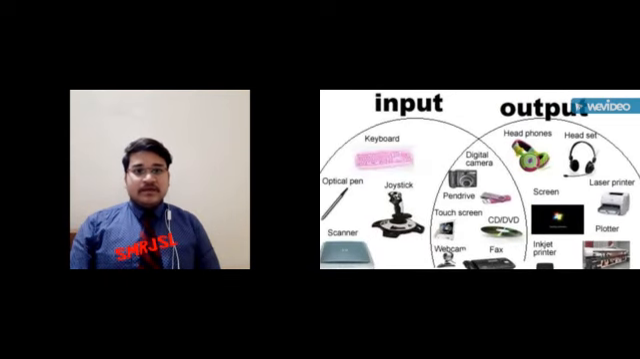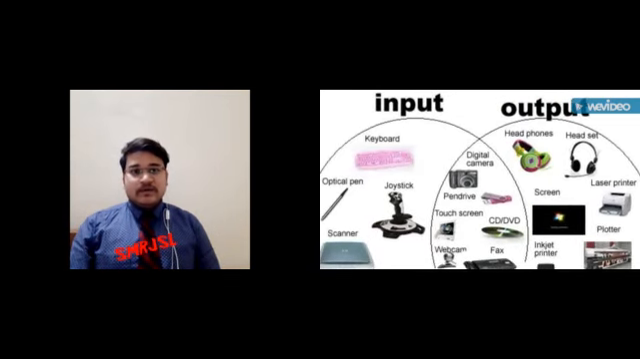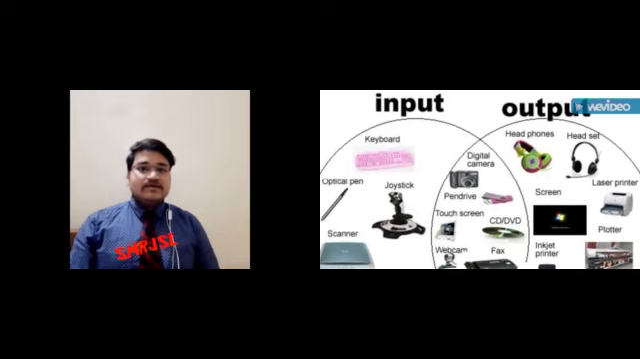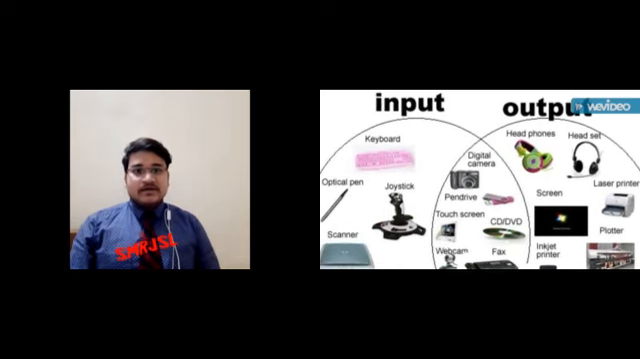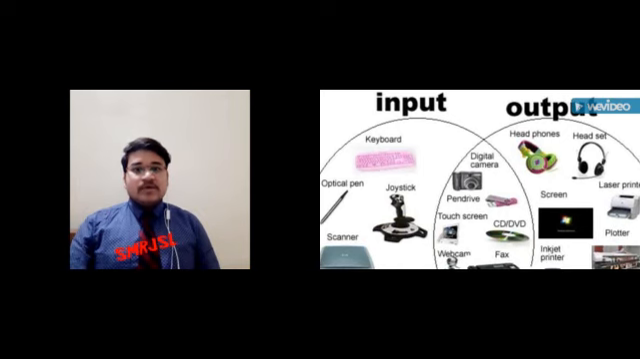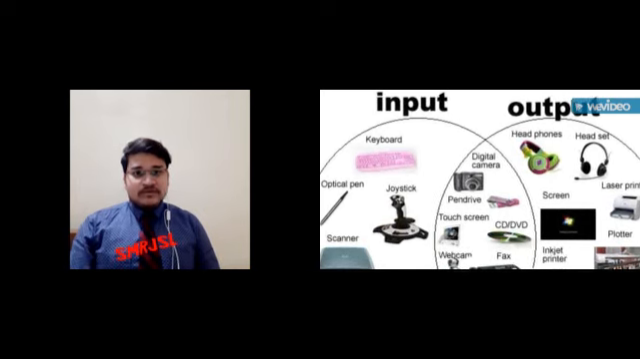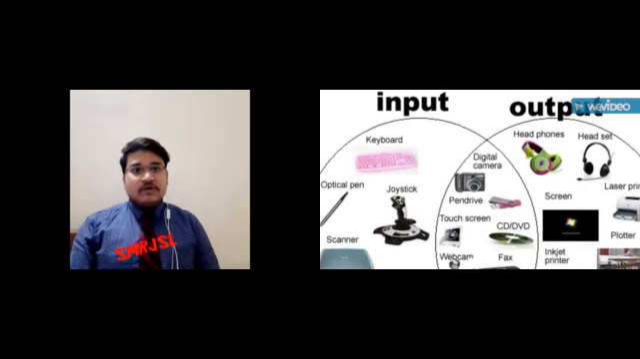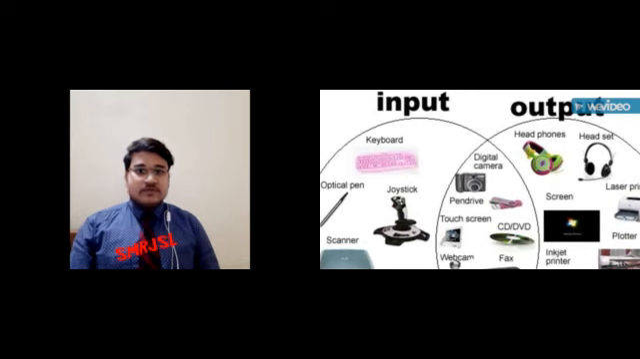Now we will continue with the basic parts of a computer. The first one is hardware, the second one is software. These are the basic parts of a computer. Hardware includes the input devices and output devices, and software includes the operating system. Now come to the hardware. Hardware is the physical part of a computer which we can touch and see. But software is not a physical part; we can only observe the processing.